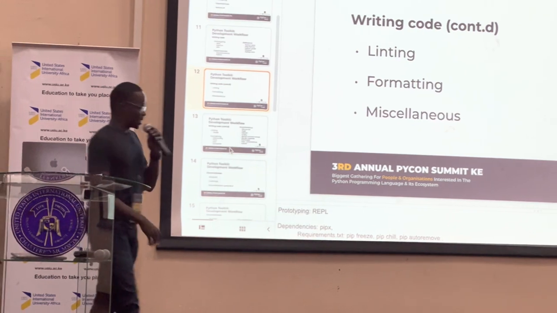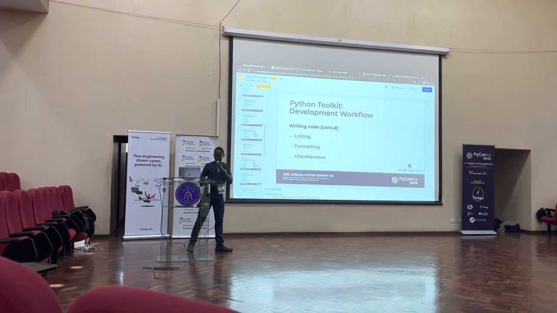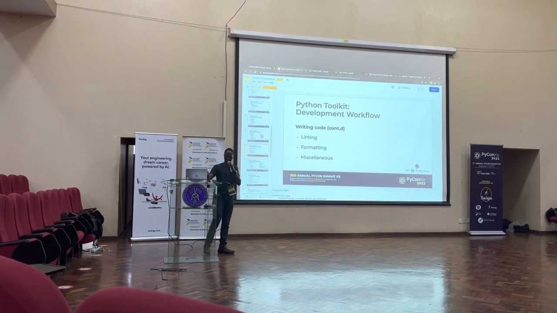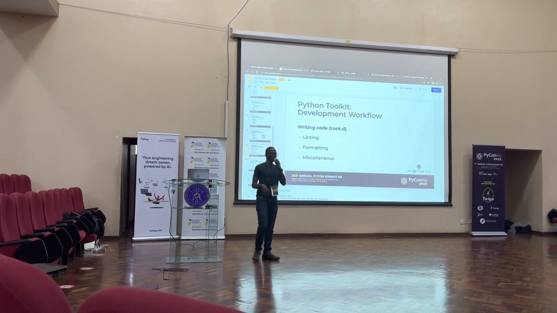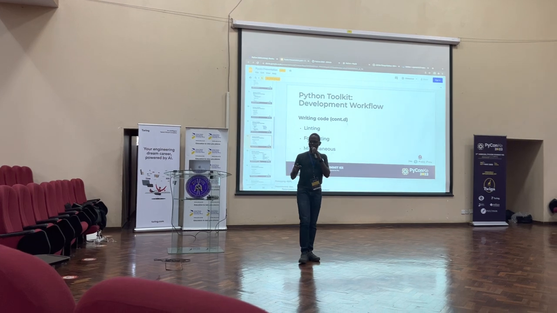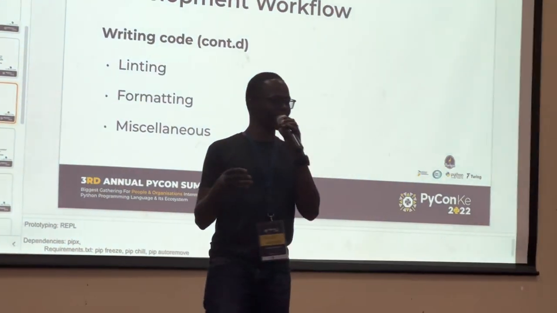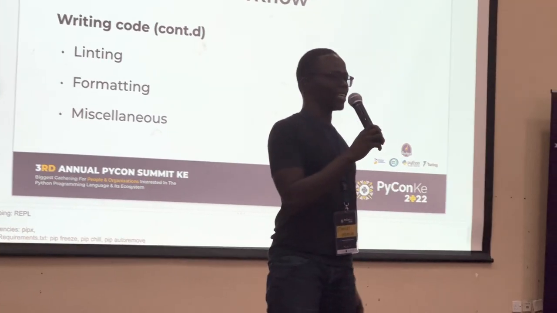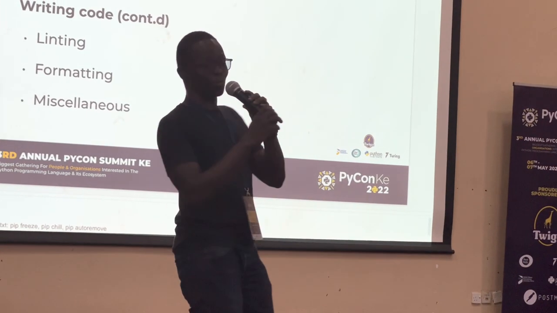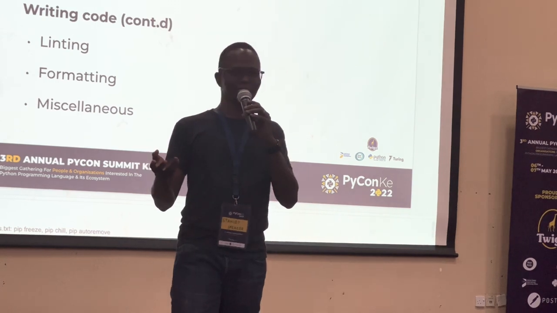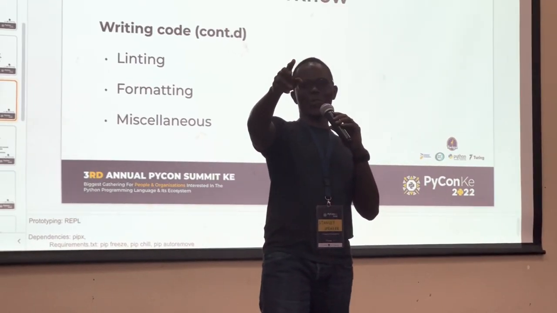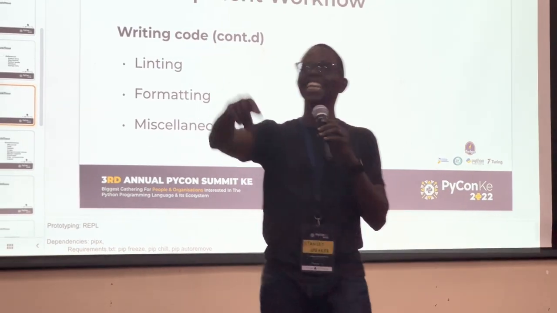Yes, so the next step, still on development workflow, is linting, formatting, and I've just put a category there, miscellaneous. So another question. So far, I think we have three people who participated, and as I've mentioned, there are several speakers here for GitHub. So what's the difference between linting and formatting? Let's hear it.